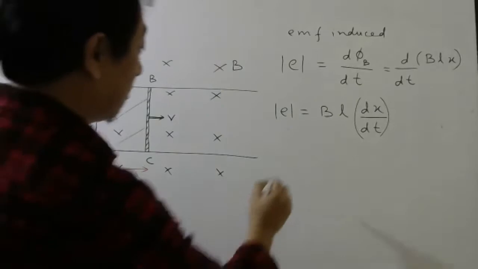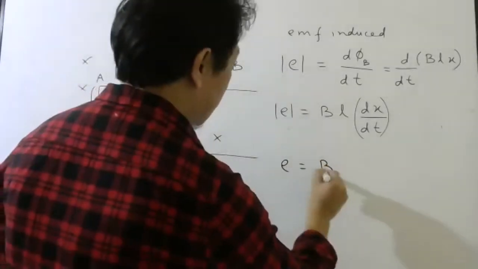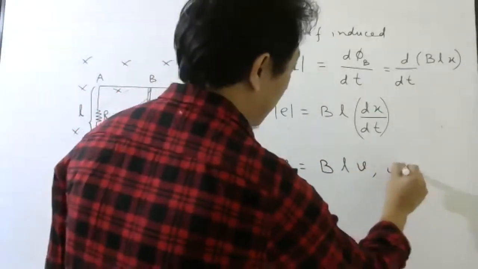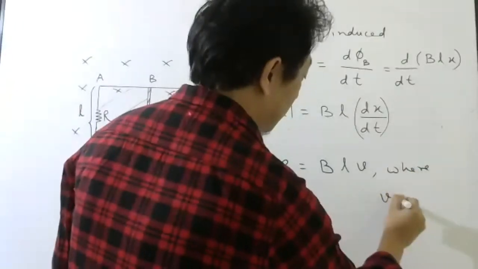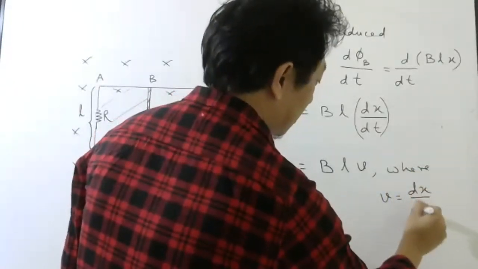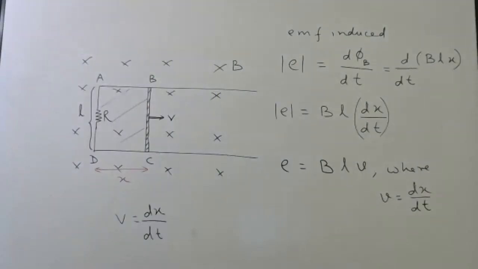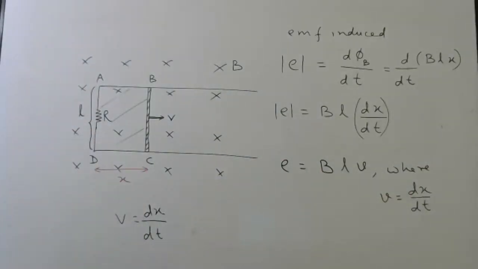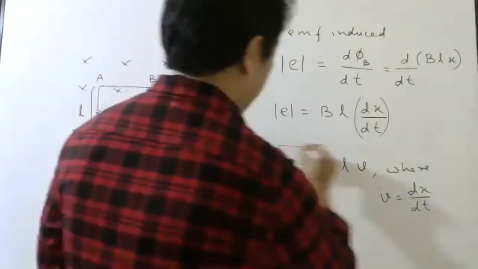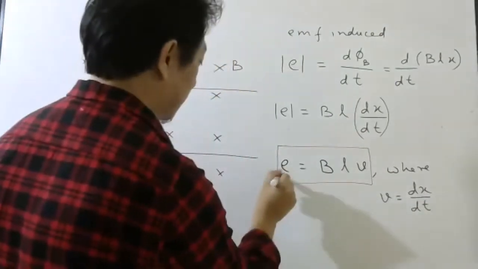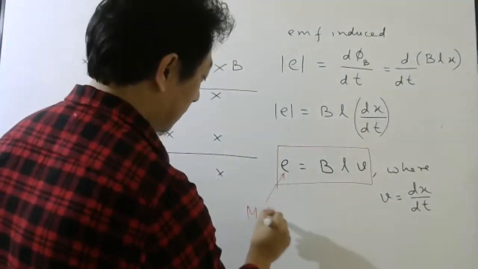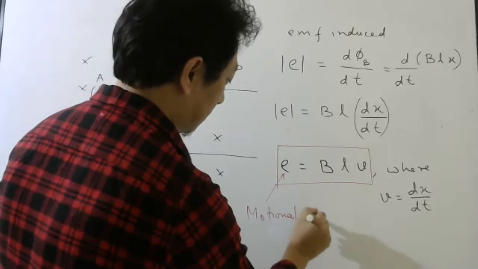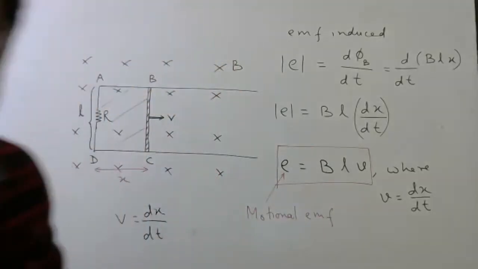So the formula will be, EMF will be equal to BLV, where V is the instantaneous velocity of the rod. Okay, students? So this is called motional EMF.